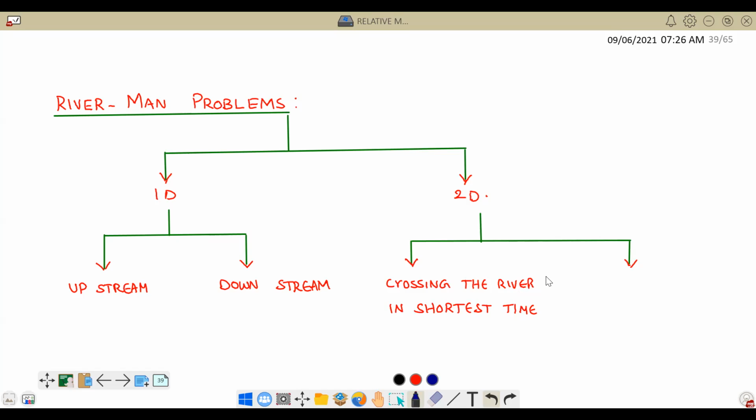Next, some other person will ask, I don't want to cross the river in the shortest time, but I need to cross the river in the shortest path. I don't have fuel. So please tell me where I can cross the river in the shortest path. So you have to tell him at what angle to cross the river in the shortest path. That is right. This model is called crossing the river.